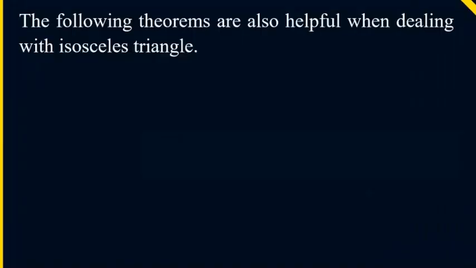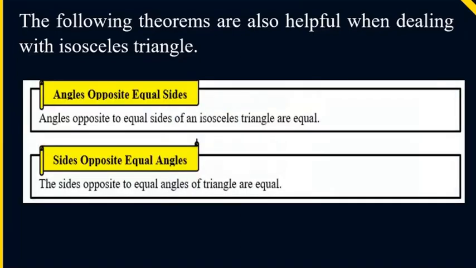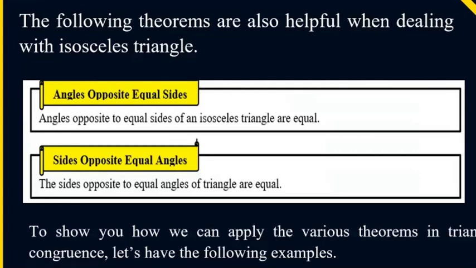The following theorems are also helpful when dealing with isosceles triangles. First, the angle opposite equal sides, or angle opposite side theorem: angles opposite the equal sides of an isosceles triangle are equal. Then the side opposite equal angles: the sides opposite equal angles of a triangle are equal. To show you how we can apply the various theorems in triangles, let us have the following examples.